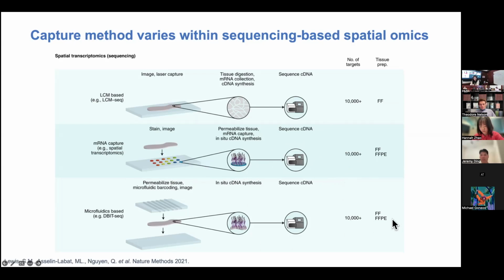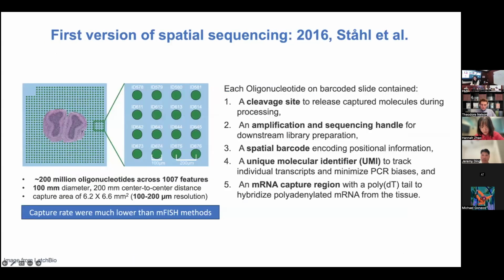The last one is more the microfluidic space, where you're first fixing the tissues and permeabilizing and barcoding by attaching a microfluidics device on top of this tissue, which is slightly different from the most common way to do it.